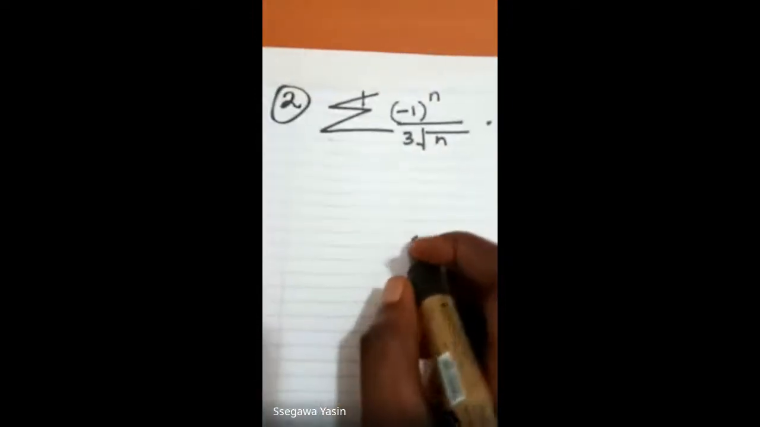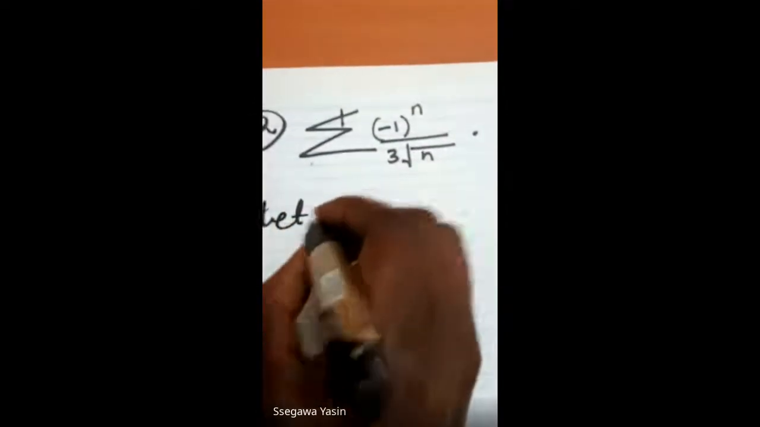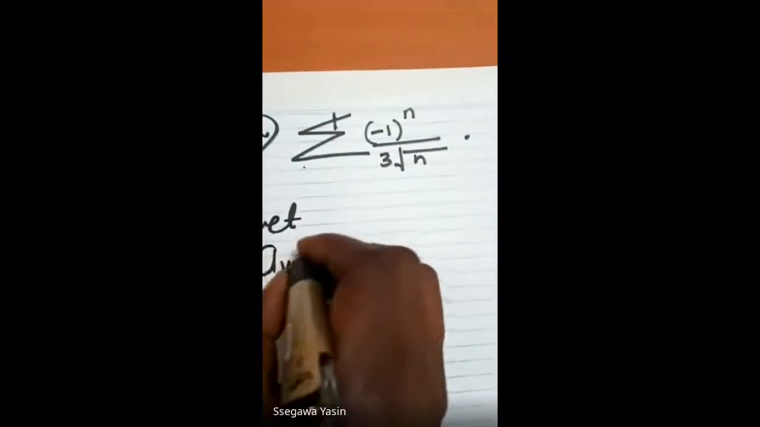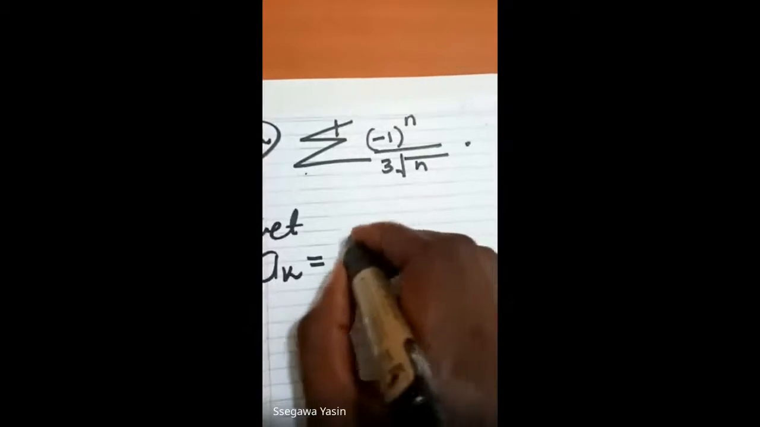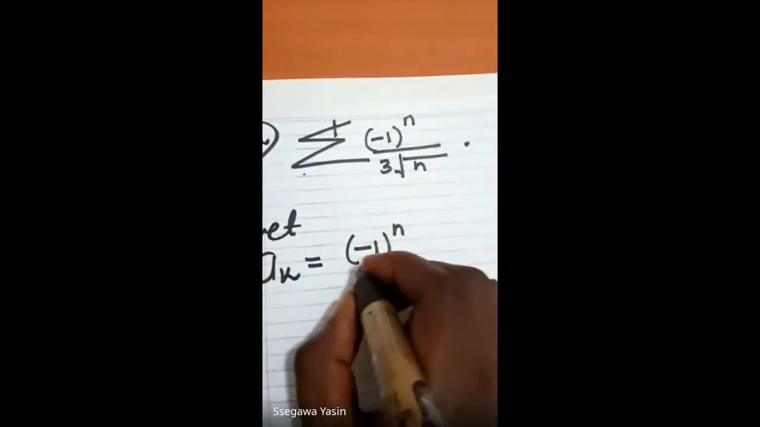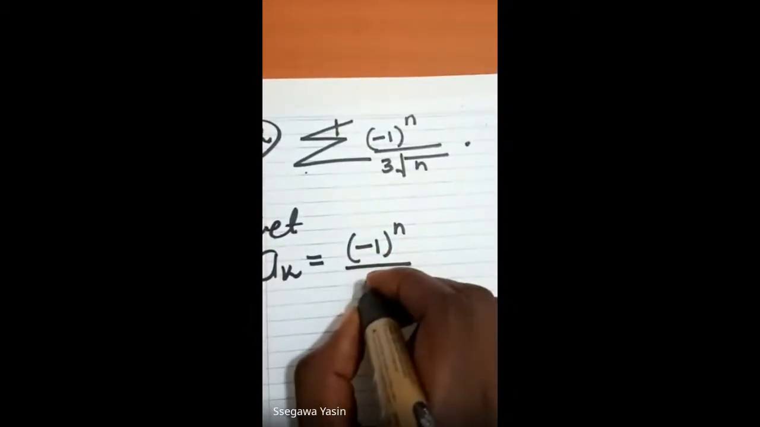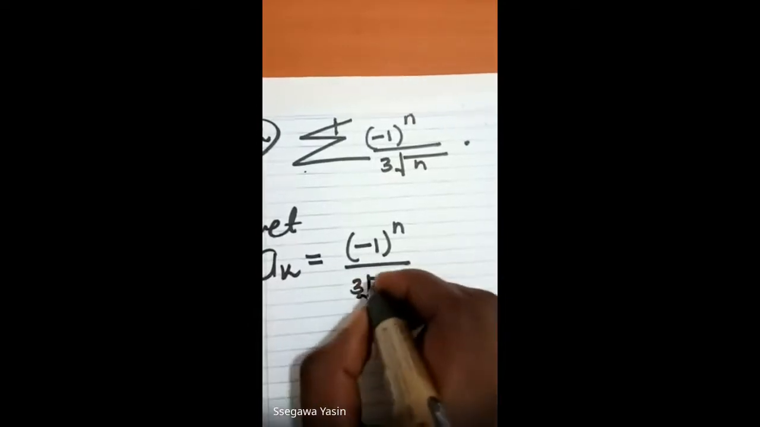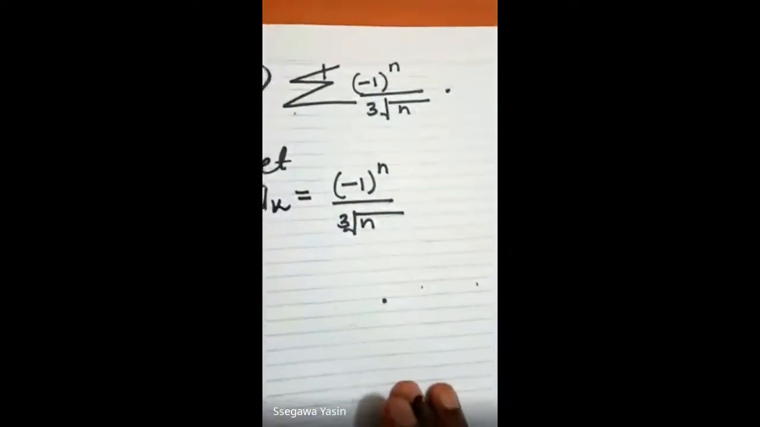So let's move on now. You see the thing here. Let a_k equals, this is (-1) to the power n over this guy. Please look here.